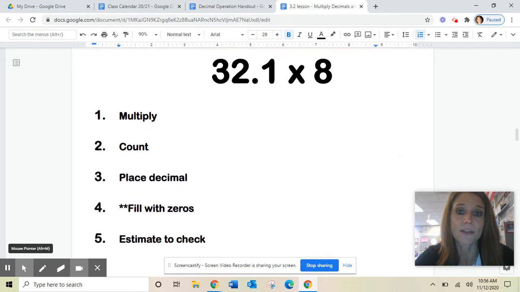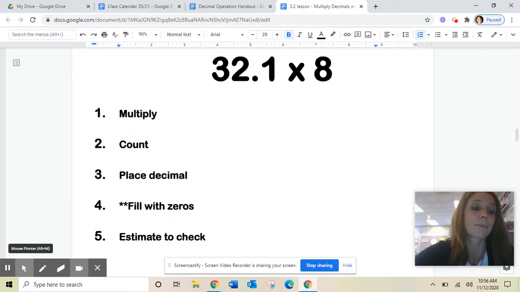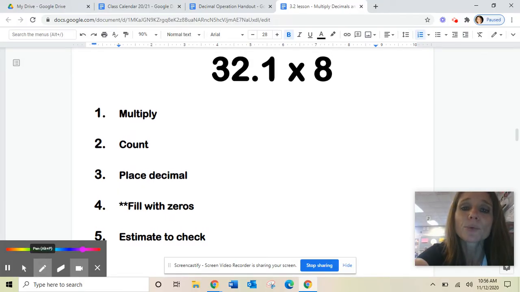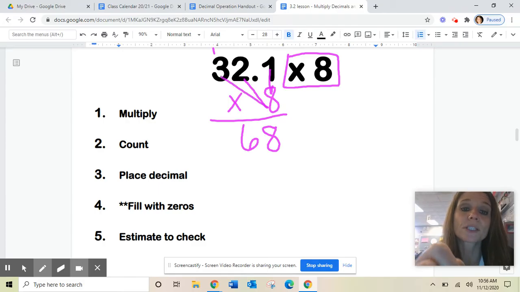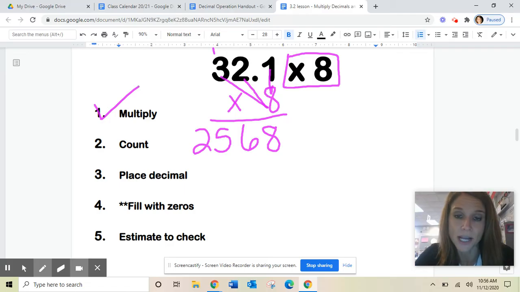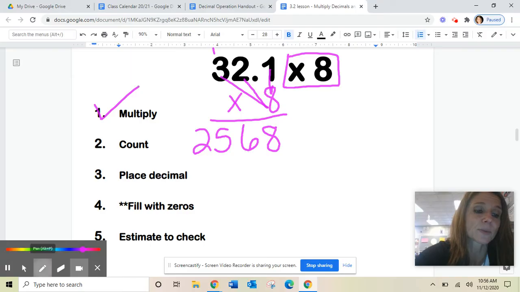I'm going to start off with a 32.1 being multiplied by an 8. I'm going to rewrite it by moving this times 8 part down below and just pretending like it's not over there anymore. And now I'm just going to use the traditional multiplication strategy of my own. 8 times 1, 8 times 2, 8 times 3, 24 plus 1, 25. All the multiplication has been done now. Now I need to do my counting job to figure out where this decimal is going to go.